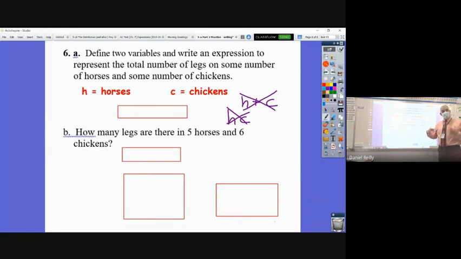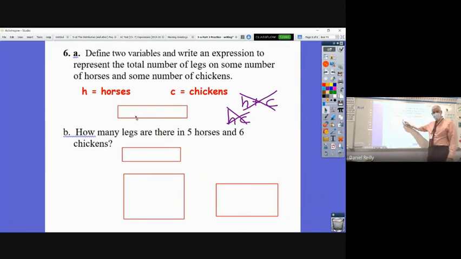4. So what do you do with H to find the number of legs in H horses? If you have 3 horses, how many legs do you have? 12. What did you do with those 2 numbers? You multiply them. Yeah. So, not horses times chickens, but horses times how many legs a horse has. Oh, okay, that makes sense.